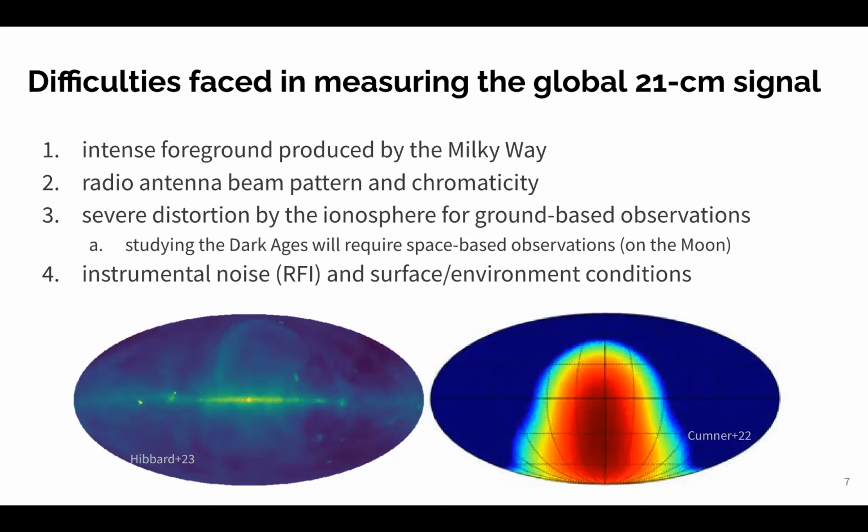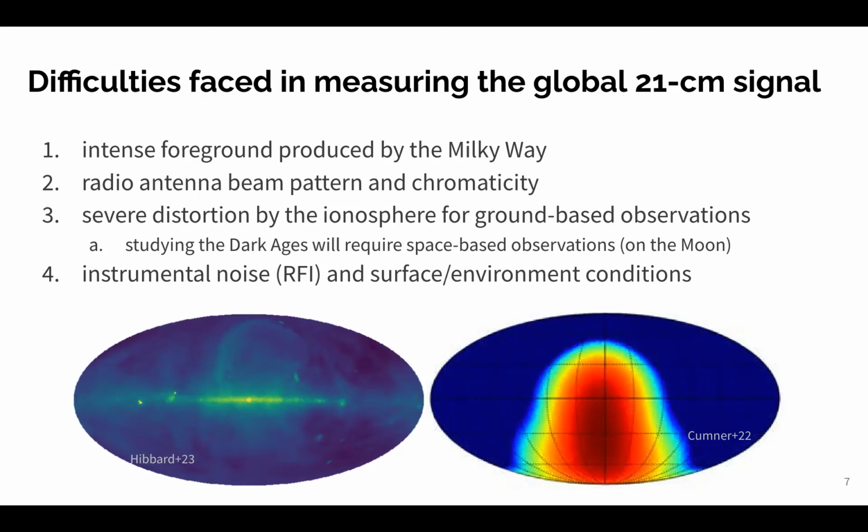Some of the difficulties faced in measuring this global 21 centimeter signal include an intense foreground produced by the Milky Way. We live in the Milky Way, and there are relativistic electrons all throughout. They emit synchrotron radiation, which follows a power law energy distribution. That's about 4 or 5 orders of magnitude larger than the underlying signal that we want to measure. So that's one of the main systematics that needs to be understood.